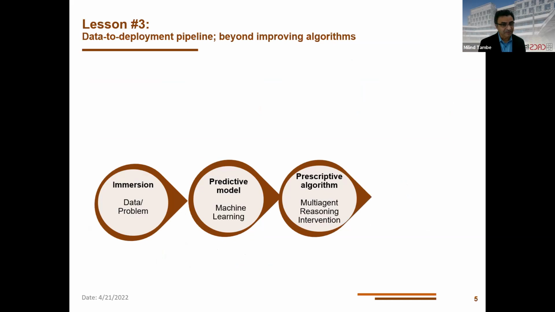A predictive model then makes predictions on which of the cases faced by this organization are high risk versus low risk. Unfortunately, we don't have resources to deal with all of the high risk cases. Therefore, a prescriptive multi-agent reasoning algorithm recommends to us which cases to actually intervene on.